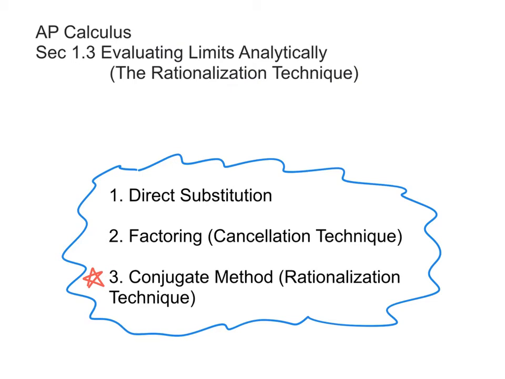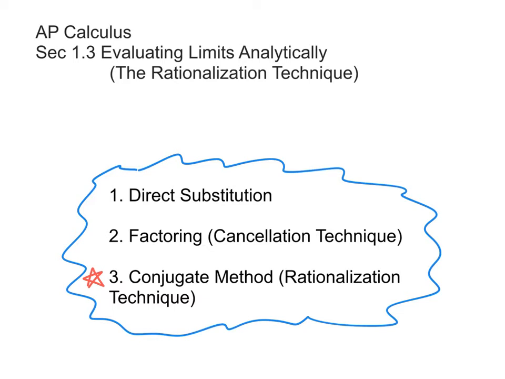This is just a continuation of what we started in class a couple days ago with evaluating limits analytically. We started with just plain direct substitution, where you just try to simply substitute the number in and get an output. But that didn't work most of the time. In fact, most of the time, whenever you substituted the number in, we got a zero denominator.